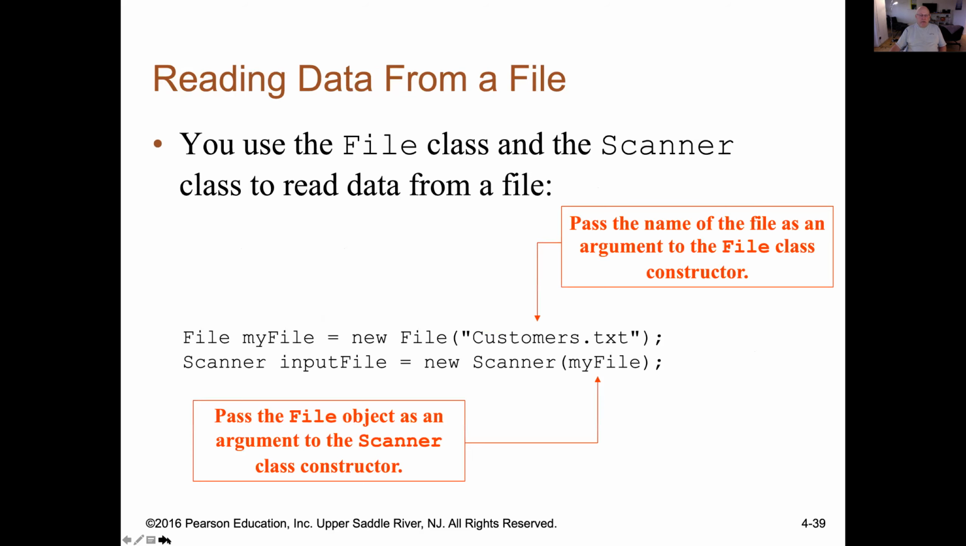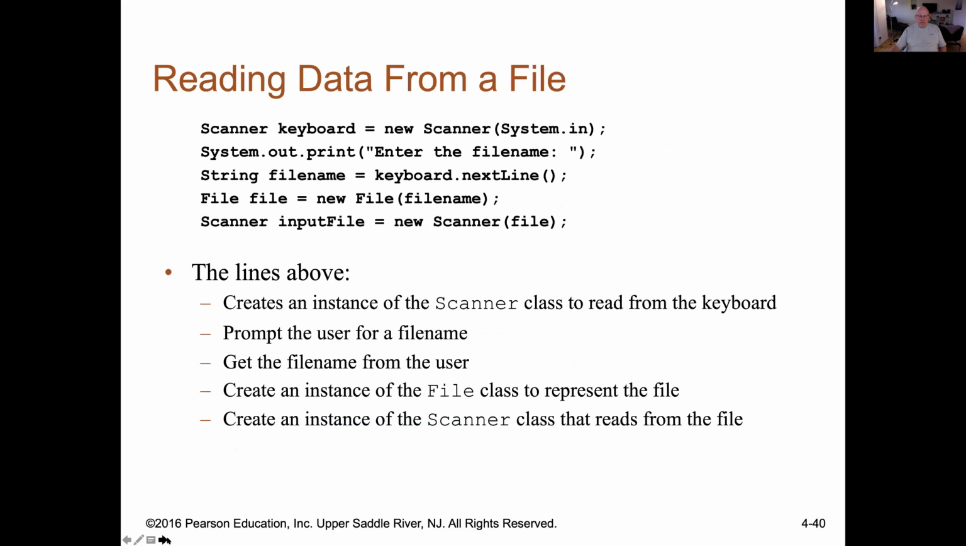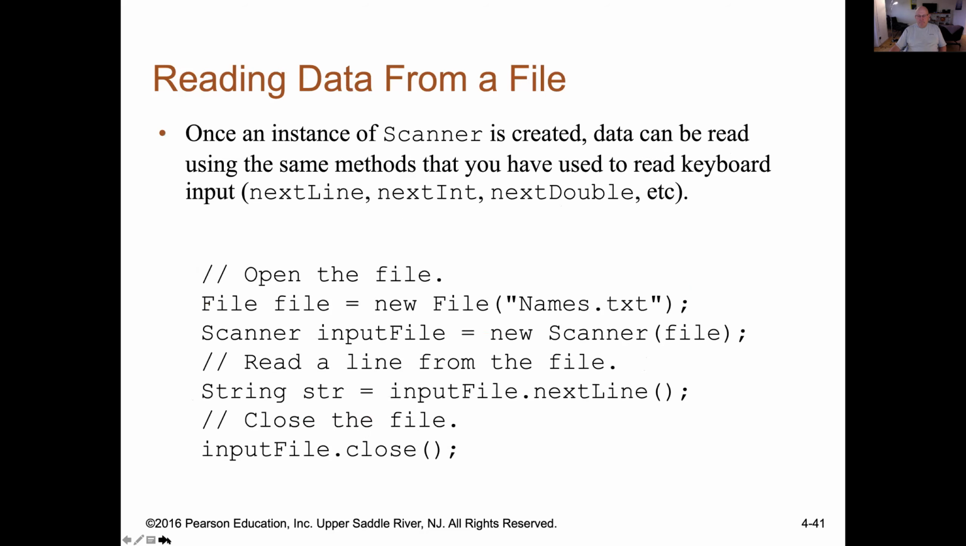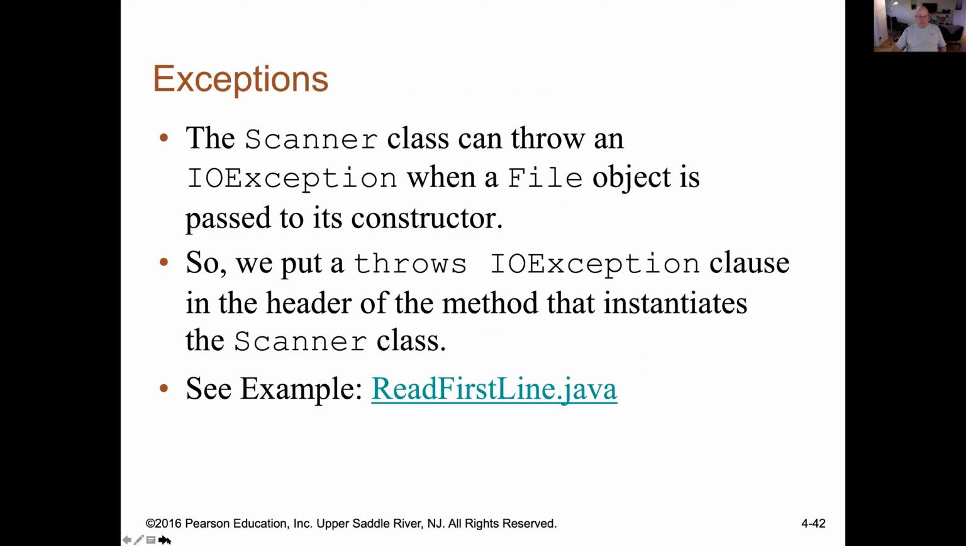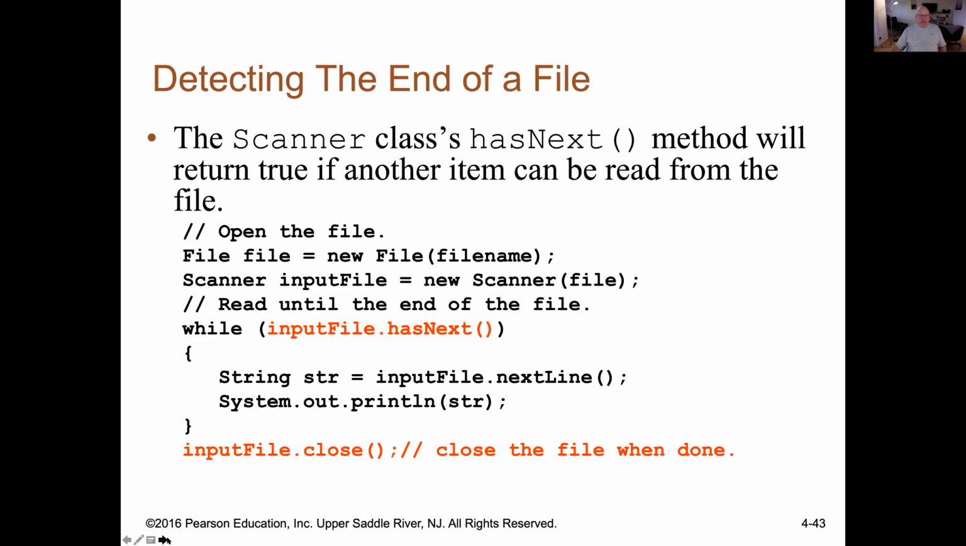This is how you read data from a file. Example. So how do you detect the end of a file? The Scanner class hasNext method will return true if another item can be read from the file. This is an example of the code.